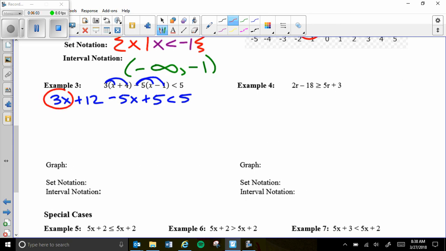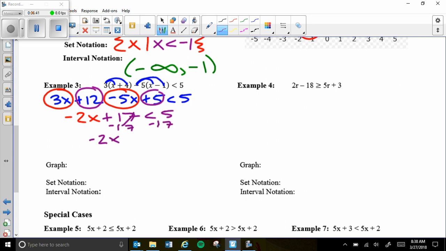Now, because these terms are already on the same side, we're just going to do the operation it says, 3 minus 5. 3 minus 5 is -2x. And then I have a +12 and a +5, which is +17. Again, we're not changing sides yet. So when I'm combining like terms and they're already on the same side, you just do the operations that are there. And now I solve for x. So subtract 17 from both sides, which cancels that out. -2x is less than 5 minus 17, -12.